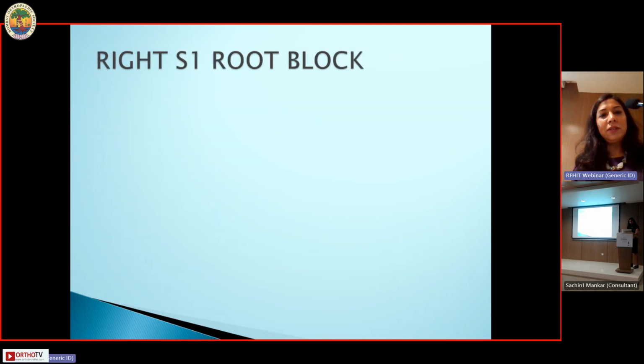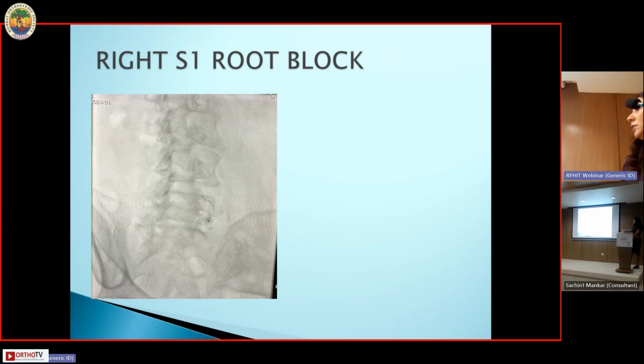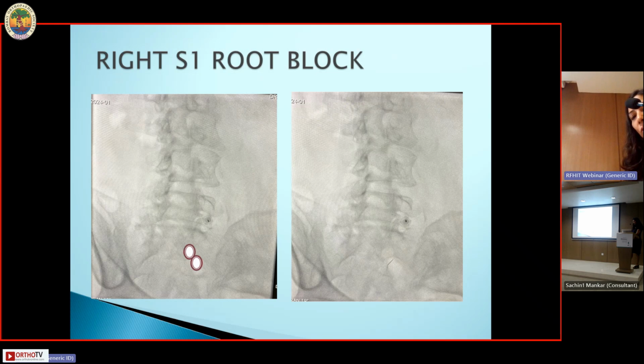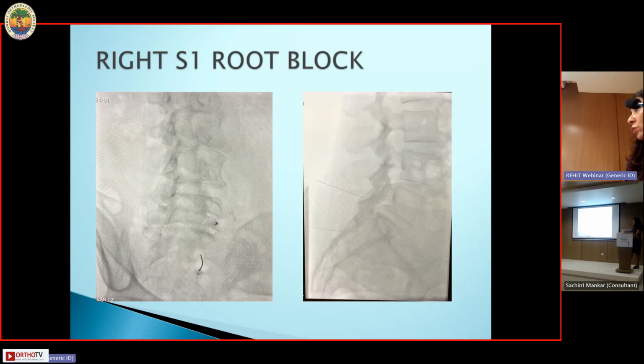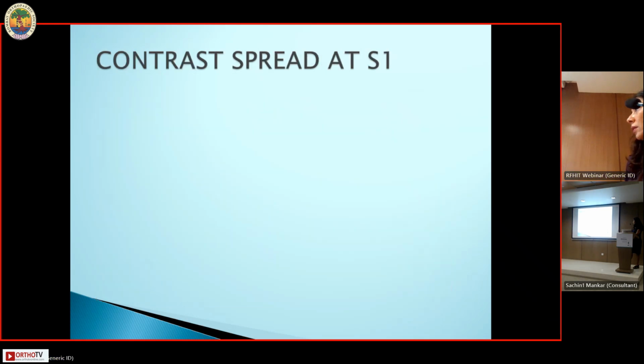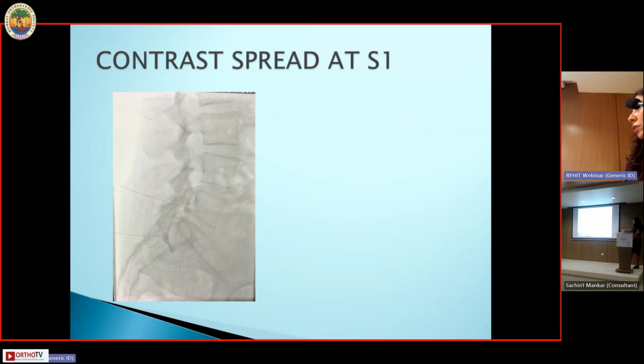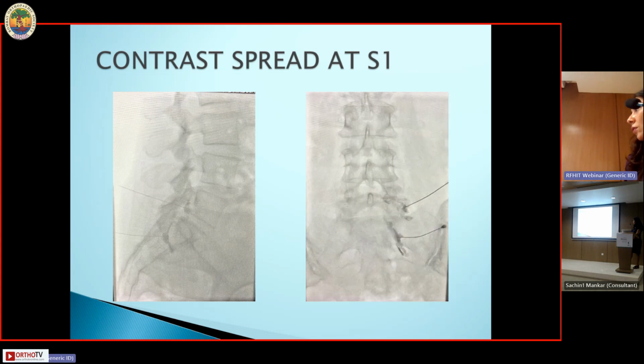If anybody's interested in S1, S1 is slightly different. Here you do not square the vertebrae. Here I've already done a right L5 and I'm doing the S1. You see this figure of 8 of the two sacral foramen, the anterior and the posterior sacral foramen. Then you give local anesthetic there and you go from the lower foramen towards the upper foramen. Once you know that you are 3 to 4 centimeters deep, you do lateral imaging to make sure you're inside the foramen, give the contrast and see the contrast spread.